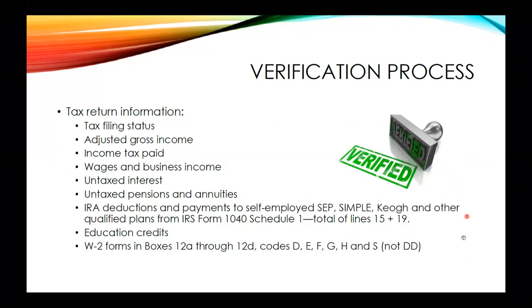Also, this is the information that's being either imported through the IRS data retrieval tool, or it's being asked for in terms of paper copies of these documents. We're looking at the tax filing status, the adjusted gross income, the income tax paid, wages, earnings from business or work, untaxed interest, tax pensions and annuity, IRA deductions, education credits. Those count in your favor, so you definitely want to report them. And then W-2 forms. We're looking at the wages, and we're also looking at boxes 12A through 12D with certain codes, because that indicates untaxed income that we have to look at if we collect the document from you.